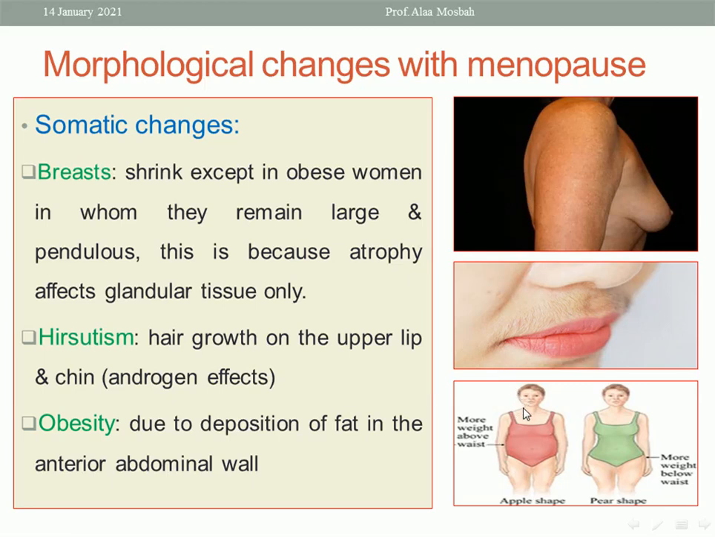There is increase in body fat in the abdominal area, as in this picture. Normally, in the childbearing age, the increase in body fat is below the waist, while in postmenopause it is above the waist. That's why during childbearing age the shape of the lady is pear shaped, while the obesity here, because of accumulation of fat in the abdominal area above the waist in postmenopause, makes her apple shaped.